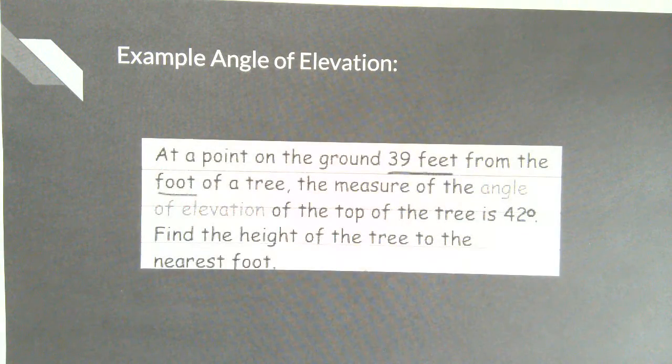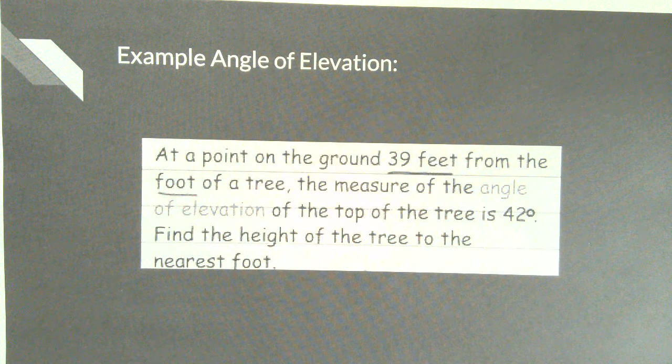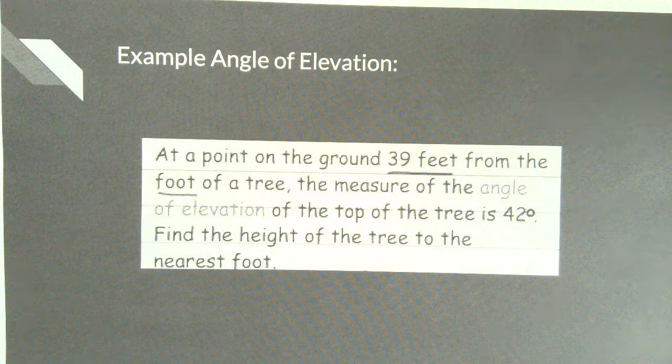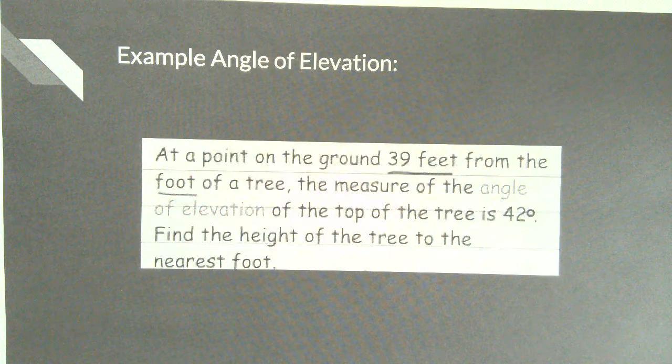We are going to do an example of angle of elevation first. So let's take a look at that. We'll go through one together, and then I'm going to give you a chance to work through one on your own. Here's what it says. At a point on the ground 39 feet from the foot of a tree, the measure of the angle of elevation of the top of the tree is 42 degrees. Find the height of the tree to the nearest foot.